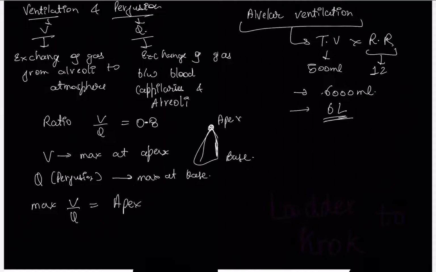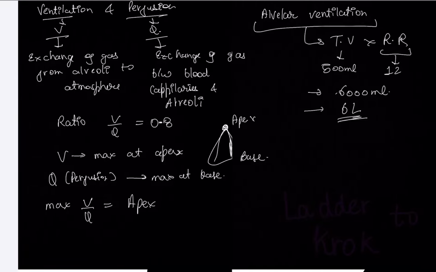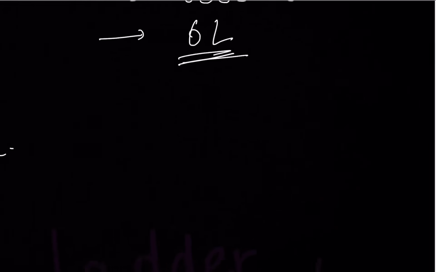So how much is the alveolar ventilation? If someone asks you, it is 6 liters. The normal respiratory rate is approximately 12 to 16, but we will take 12.